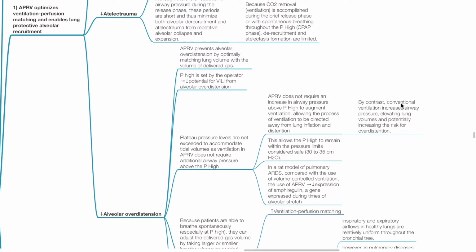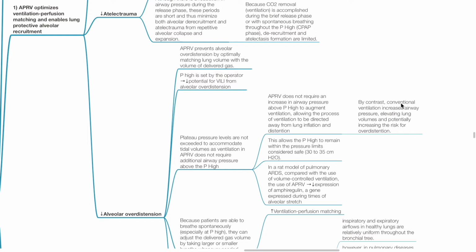APRV reduces alveolar overdistension. APRV prevents alveolar overdistension by optimally matching lung volume with the volume of delivered gas. P-high is set by the operator, and this reduces the potential of ventilator-induced lung injury from alveolar overdistension. Plateau pressures are not exceeded to accommodate tidal volumes, as ventilation in APRV does not require additional airway pressure above the P-high. APRV does not require an increase in airway pressure above the P-high to augment ventilation, allowing the process of ventilation to be directed away from lung inflation and distension.